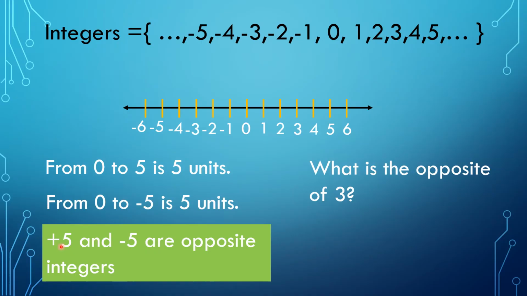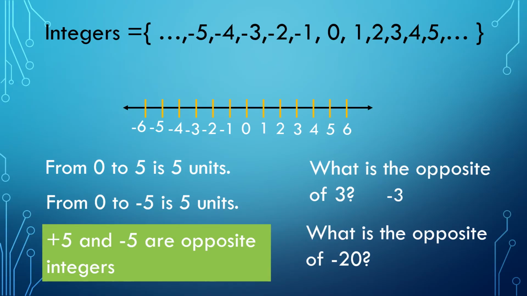Okay, now what is the opposite of 3? Can you guess or check it here? To 3, 1, 2, 3. From 0, you need to count 3 units also. 1, 2, 3. So that is negative 3. Or simply the same number but opposite in sign. That's the opposite of the number. What is the opposite of negative 20? So that is simply positive 20.